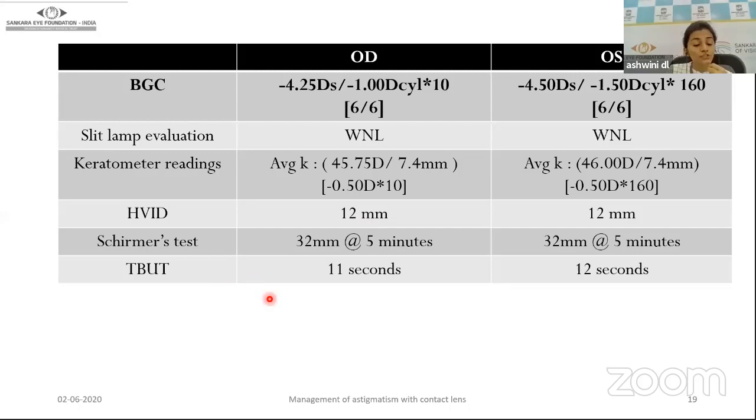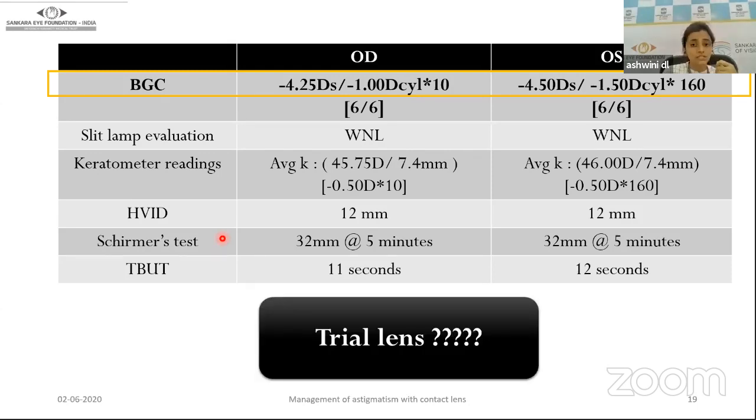In yesterday's session, we already read about this and discussed it. The Schirmer's value was within normal limits, that is 32 mm at 5 minutes in both eyes, and the tear film breakup time was 11 seconds in the right eye and 12 seconds in the left eye. So all the other examinations were also within normal limits. Based on this, we were choosing the trial lens. So now, what will be the trial lens power?